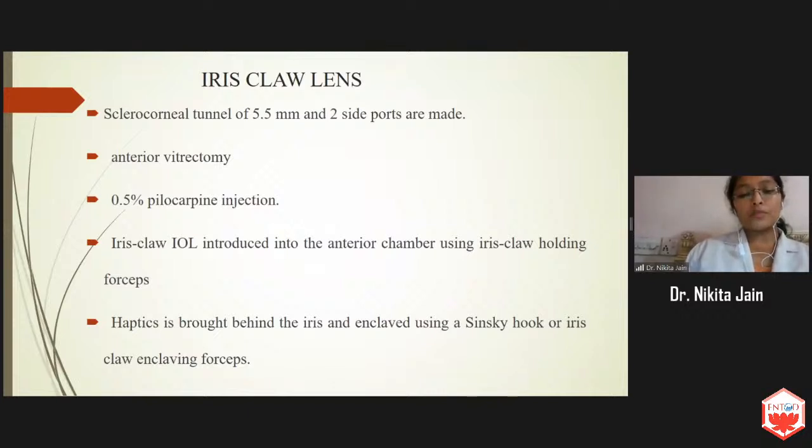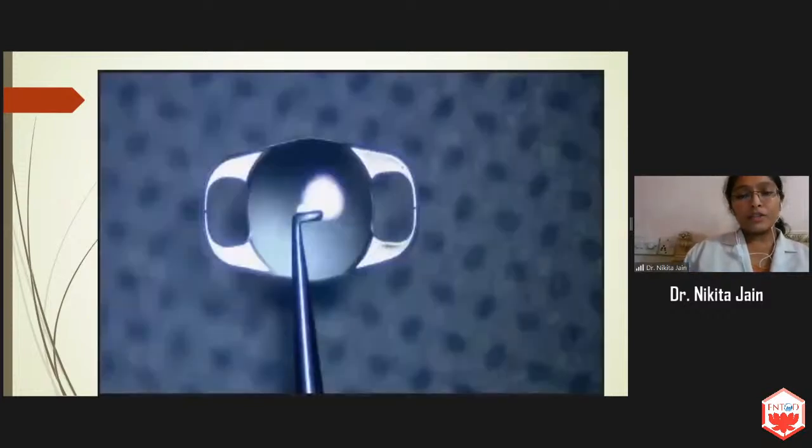One of the haptics is brought behind the iris and is enclavated using either a Sinskey hook or iris claw enclavating forceps. Similarly, the second haptic is also brought behind the iris and enclavated. Care should be taken that the enclavation is near the mid-periphery of the iris and not near the pupillary margin, in order to prevent the formation of a cat's eye pupil. This is a picture of an iris claw lens.